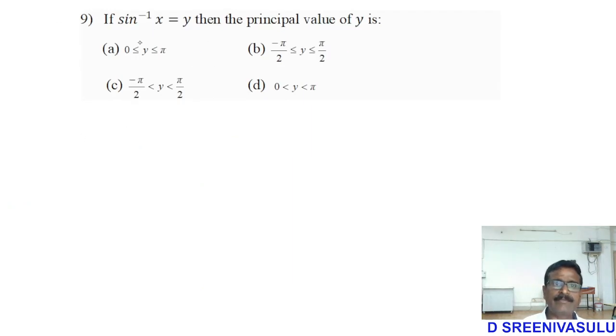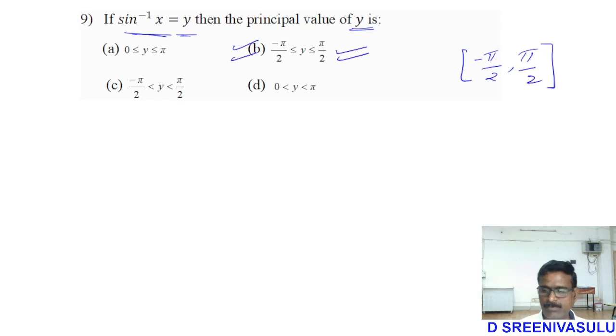Question number 9. If sin inverse x is equal to y, then the principal value of y is, here a direct formula. You know that sin inverse x lies between minus pi by 2 to pi by 2. That is minus pi by 2 is less than or equal to y is less than or equal to pi by 2. We know that the principal value is minus pi by 2 to pi by 2, a closed interval. This is included. Option B is the correct one.